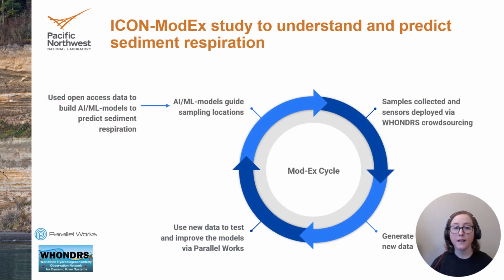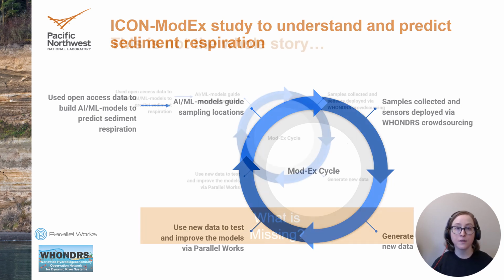I'm going to go through the high-level vision of this study first before diving into how this came together in an open, networked way. So we built artificial intelligence machine learning models to predict sediment respiration. We used the model output to identify sampling locations in the contiguous US based on several goals, including reducing model uncertainty. We collected samples and deployed sensors across the US over 18 months. Each month, as we generated new samples and data, we tested the model predictions, rebuilt the models, and generated new predictions. And we repeated this cycle every month to continue improving the models.